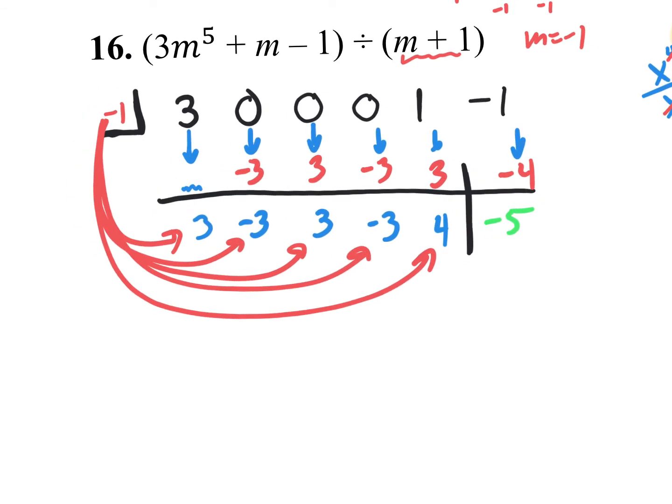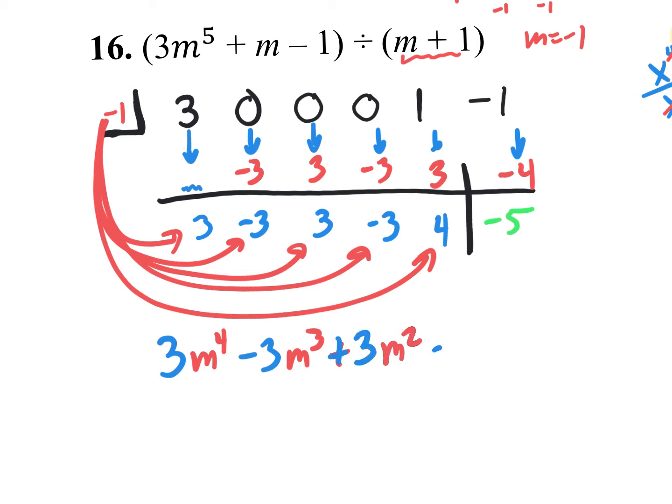So I have my 3, and all I need to do is put the m to the 4th right next to it. And then I have this guy, which is a minus 3. That's a minus 3. And then if you already started with the m to the 4th, you're going to drop down to m to the 3rd. And then the next one is a positive 3, so plus 3, and that's m to the second.